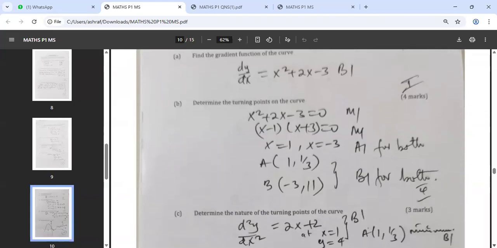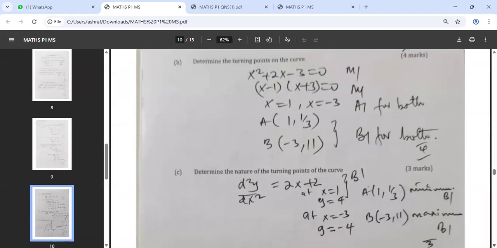Then once you get 2x plus 2, you now take the x coordinate of each of the turning points. So if we take the first point, the x coordinate was 1, you substitute into the second derivative.